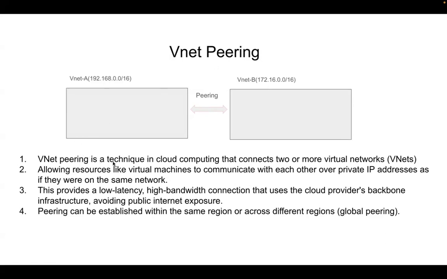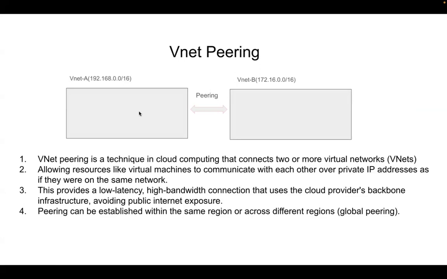VNet peering is a technique in cloud computing that connects two or more virtual networks. That will allow resources like virtual machines to communicate with each other over private IP addresses as if they were on the same network. This provides a low latency, high bandwidth connection that uses the cloud provider's backbone infrastructure, avoiding public internet exposure. Peering can be established within the same region or across different regions.